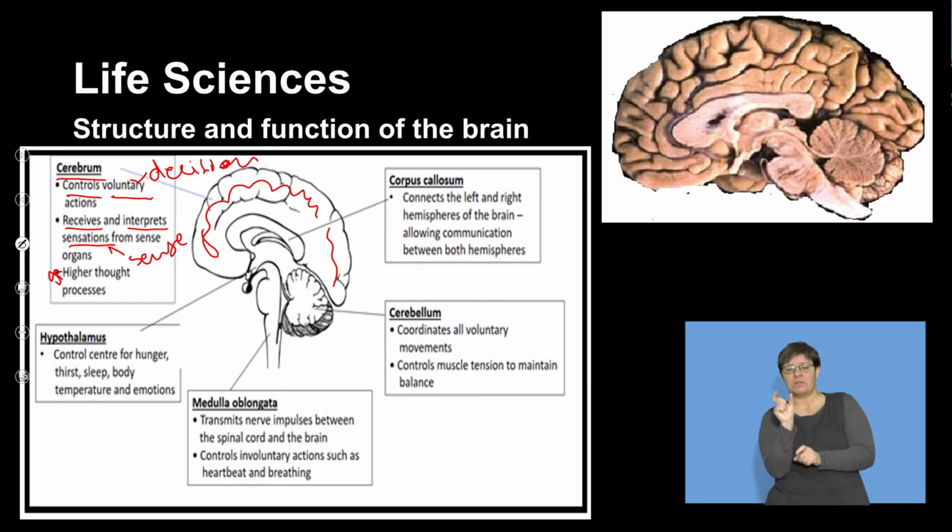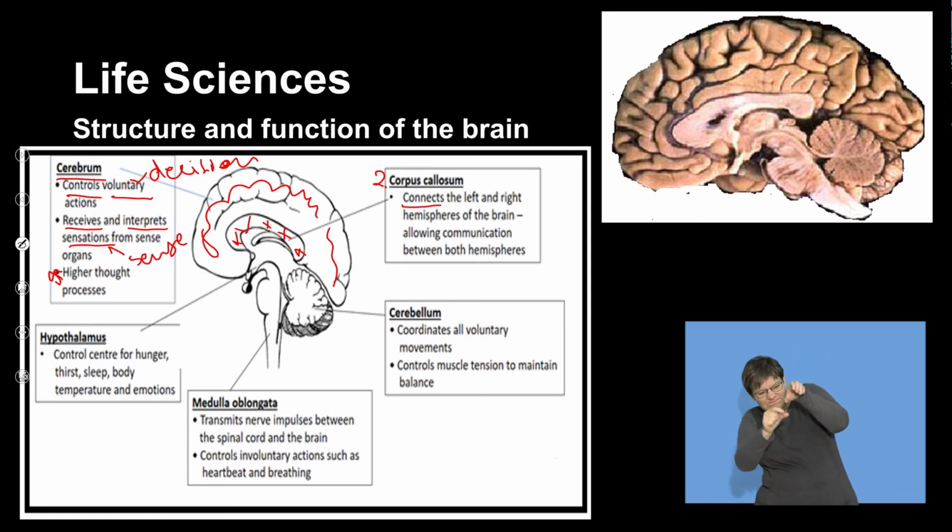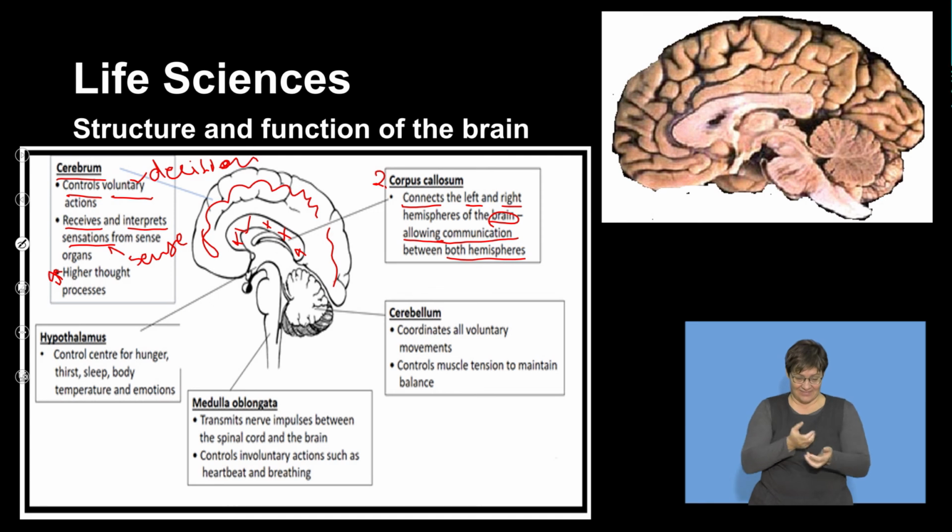Then from there, we move to the second one, the corpus callosum. We're looking at this part of our brain. What does it do? It connects the left and the right hemispheres of the brain. It's a connecting part of the right and the left hemisphere, there to allow communication between the two hemispheres.